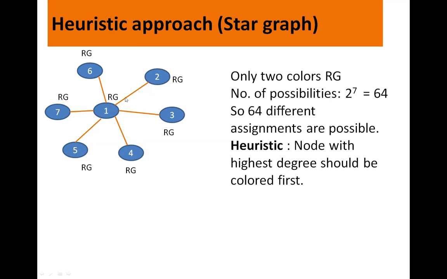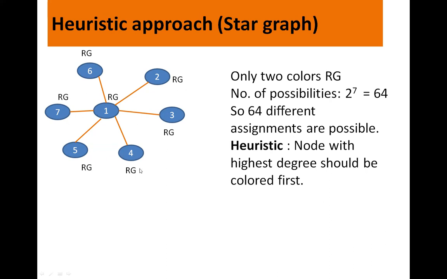No two adjacent nodes can have the same color. Fine. Now, if I want to do all the trial and error by assigning, again backtracking, again changing the color, how many possibilities are there? Because we have two colors and 7 nodes. So 2 raised to 7, that is 64. Fine. So we have 64 different assignments possible.